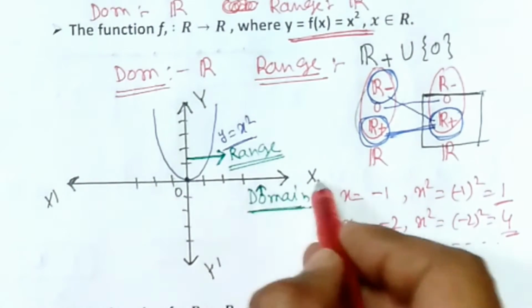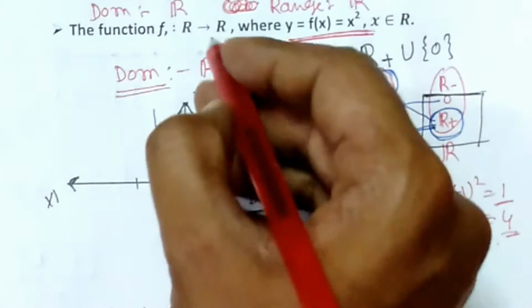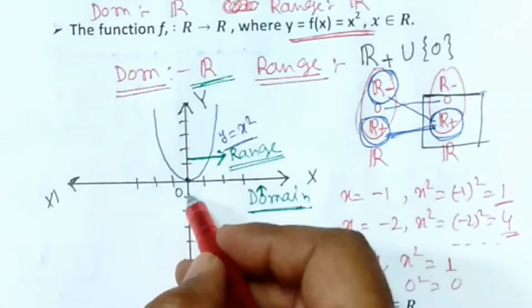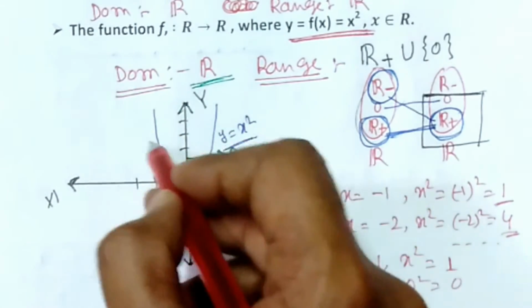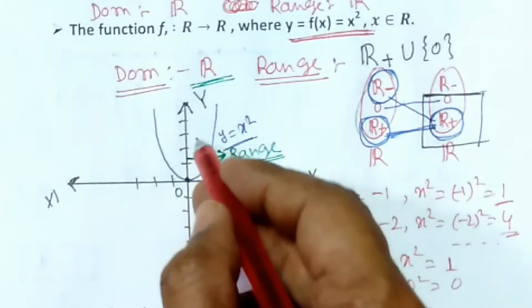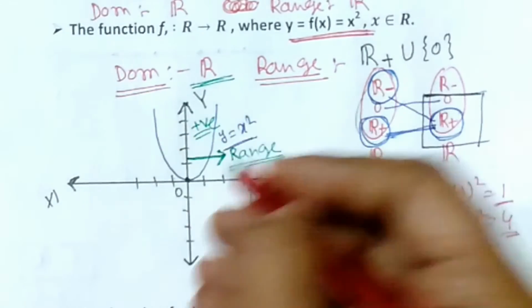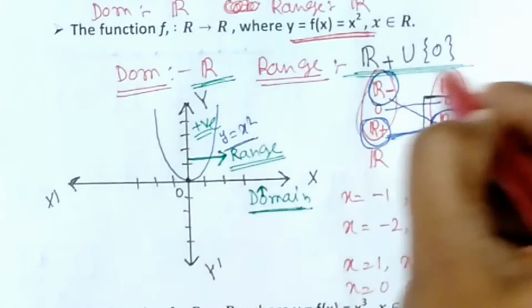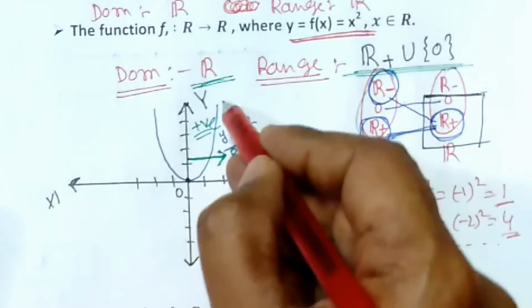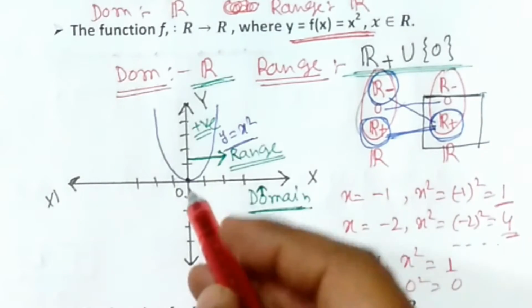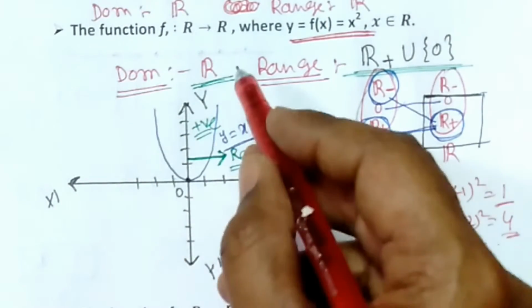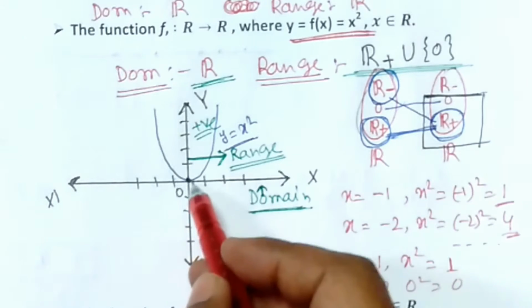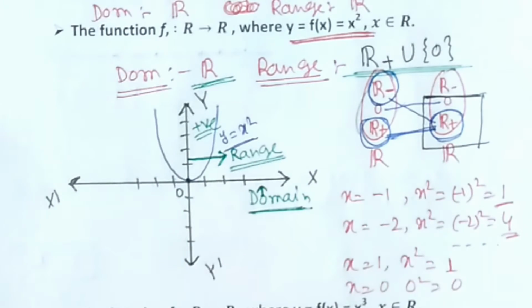Look, domain is all the real numbers, correct, and the range is positive reals. The upper half of the y axis is positive, we know that, and the range is positive reals with 0. Look, this graph lies on the upper half of the y axis, right, including the 0. So clearly you can easily find out the domain and range from the graph of a given function.